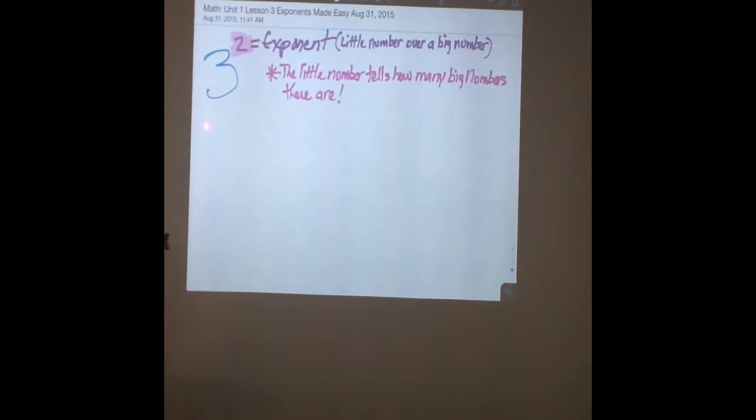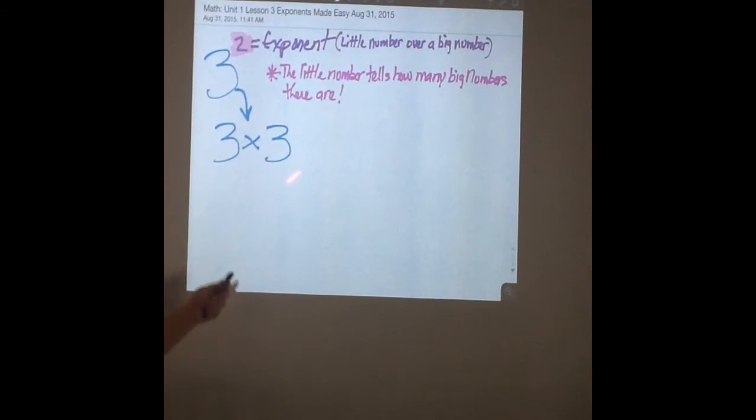What's our big number on this? Our big number is a 3, right? Now, the 2 tells us that there's going to be how many 3s? There's going to be 2 of them. So I'm going to put 2 3s, and then I'm going to put a multiplication sign between them. So this 3 to the second power is the same as this 3 times 3. Does that make sense?